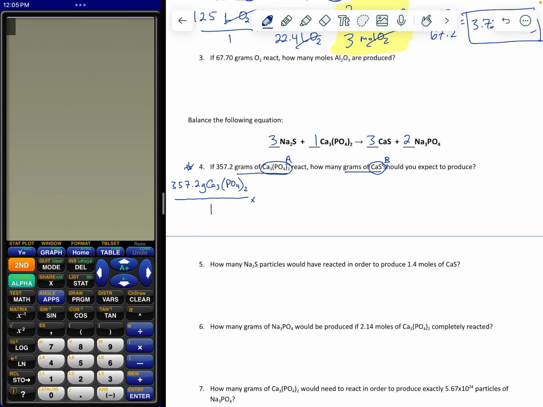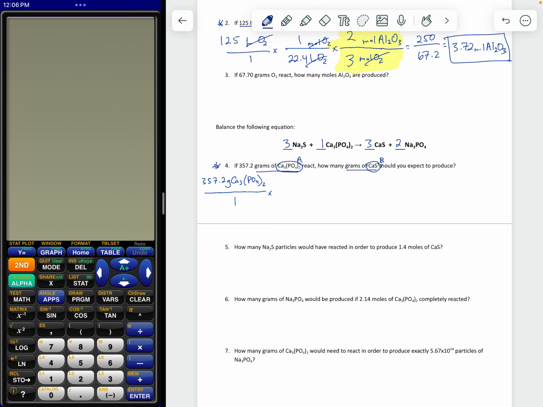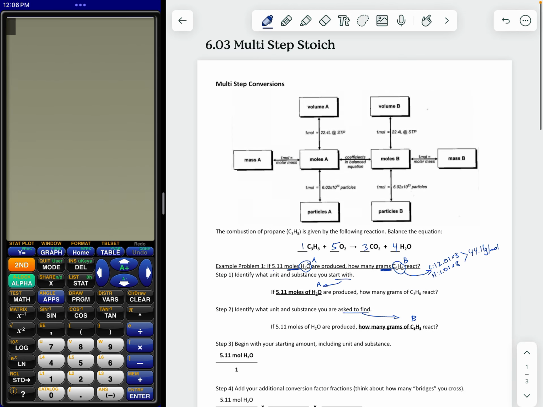So I'm looking at grams of A. I'm trying to get to grams of B. So I'm going to go all the way up, and I'm going to identify how many bridges I would cross to do that. Well, grams is mass, so this is where I'm starting. And then I need to get to mass of B, so how am I going to do that? Well, I'm going to go through the first bridge with the molar mass. I then need to go through the second bridge to get from A to B, and then I'm going to do one more step, which is going to finally get me to the mass of B.